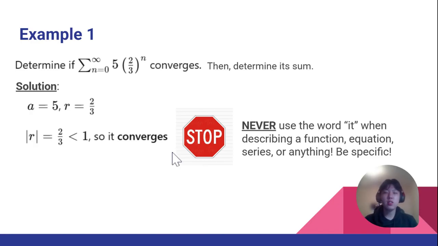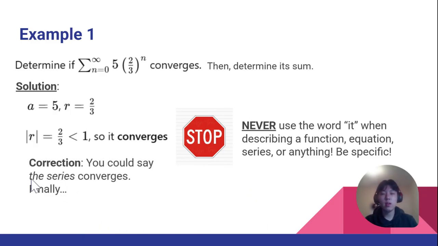But hold on, let's stop there. You want to make sure to never use the word "it" when describing a function, an equation, a series, or anything. Don't say "it" to describe f of x or g of x or any series or any equation. Just don't. You have to be specific. On an FRQ, you're going to lose points if you use the word "it." So don't use the word "it." Instead, use the word, for example, "the series," or write out the series. You have to be specific. So you can say the series converges.